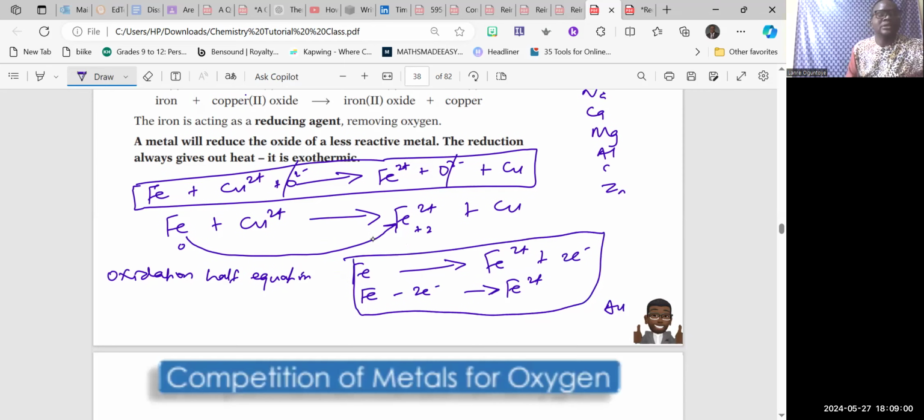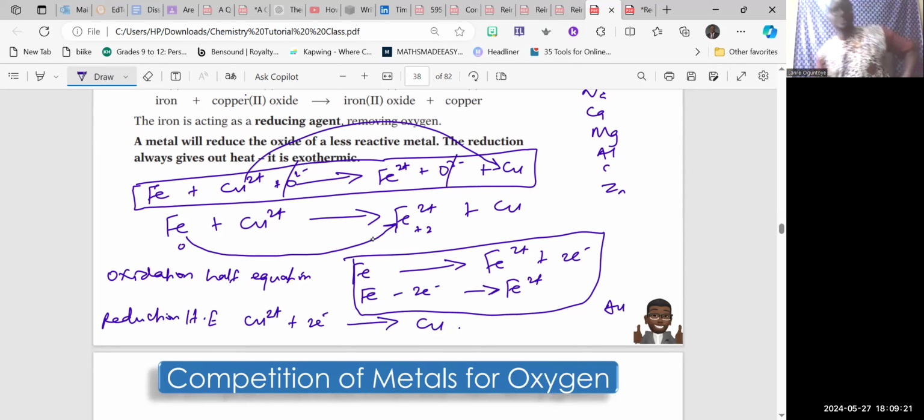Yes, sir. Right? The reduction therefore will be what? The reduction half equation is Cu2 plus to Cu. So that means I do Cu2 plus. Before a positive ion becomes a metal, what will happen to it? It must gain electrons, right? Yeah. To form Cu. Bam. Ta-da. That's it.